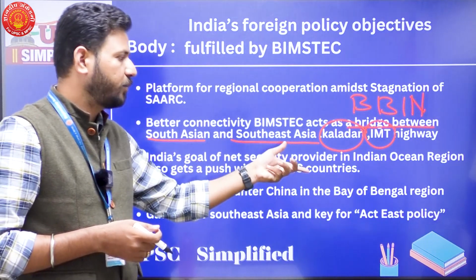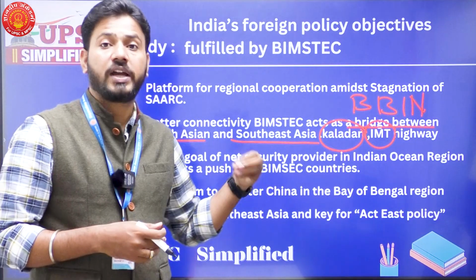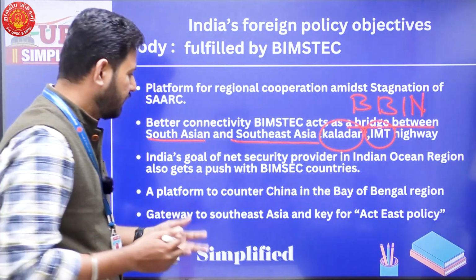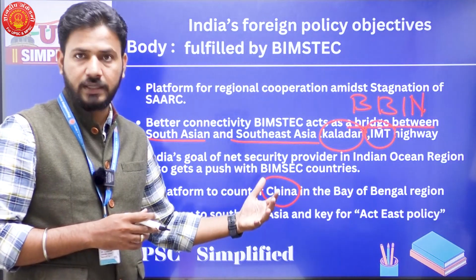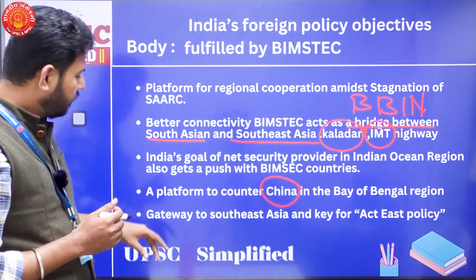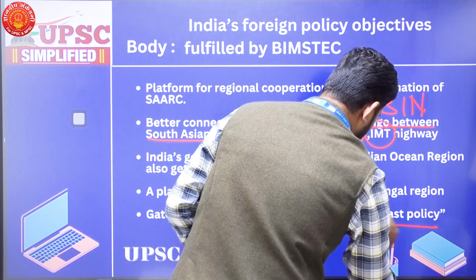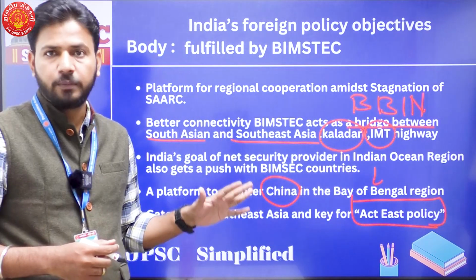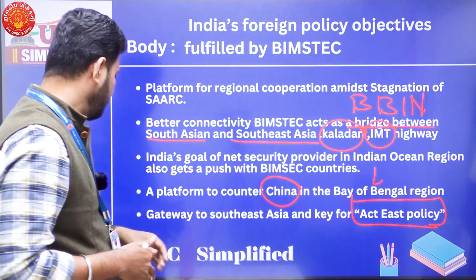Then India's goal of being a net security provider in the Indian Ocean region can be achieved because of BIMSTEC. Then this is a platform to counter China in the Bay of Bengal. This is a very, very important point, because in all regional relationships that we study, China is an irritant for India. China not being a member helps us act as a big brother here, and counter China politically and economically also. And the last is the gateway to Southeast Asia as key for India's Act East policy, which is also replacing the Look East policy. If you want to bring the Act East policy into effect, BIMSTEC is a very important platform. So these are the four important foreign policy objectives that can be achieved by being a member of BIMSTEC.